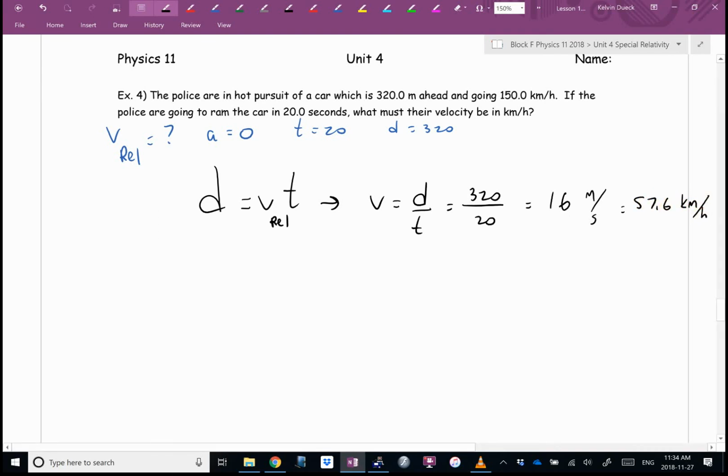That's how fast the police would need to be traveling if the bad guys were stopped. Are the bad guys stopped? How fast are the bad guys traveling? So the police are going to have to travel this much faster than the bad guys. If they were stopped, you'd go 0 plus 57.6, which is 57.6, kind of trivial. So the police is going to be 57.6 plus 150, and these are both kilometers per hour.